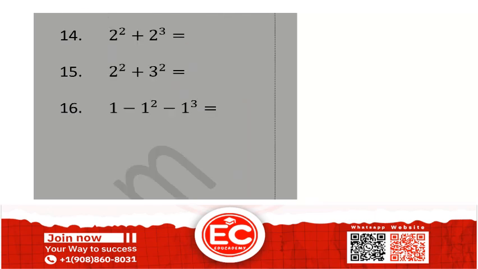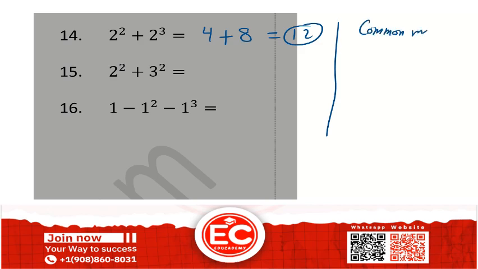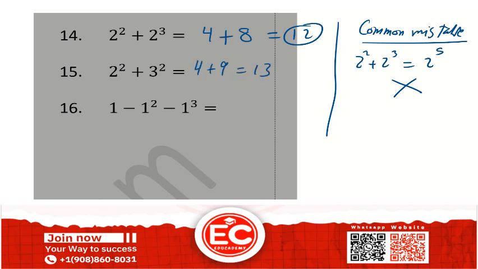Bismillah ar-Rahman ar-Rahim. 2 to the power of 2 is 4, plus 2 to the power of 3 is 8. So the answer is 12. The common mistake in this part is that students write 2 to the power of 2 plus 2 to the power of 3 as 2 to the power of 5. This is wrong. 2 to the power of 2 plus 3 to the power of 2 is 4 plus 9, which is equal to 13.